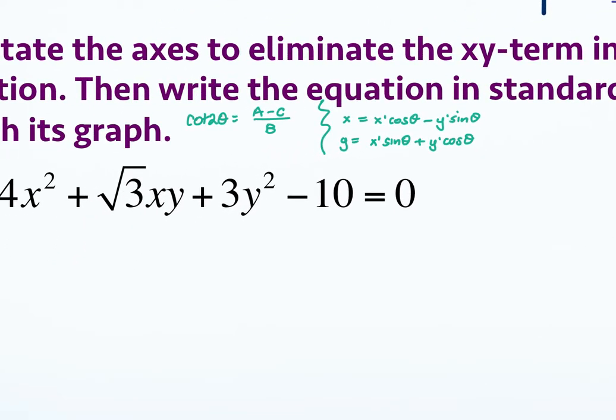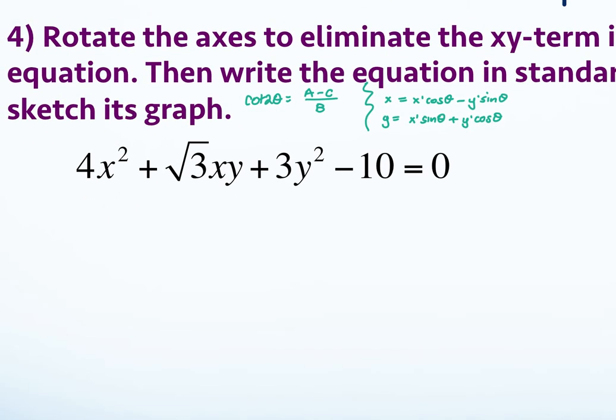All right, and then these two, I'm giving you those two equations. I'm giving you cotangent of 2 theta equals (a minus c) over b, and x equals x prime cosine theta minus y prime sine theta, and then y equals x prime sine theta plus y prime cosine theta. Those are actually on your test. So then if I want to figure out, I start with the cotangent of 2 theta. A is 4, b is root 3, c is 3.